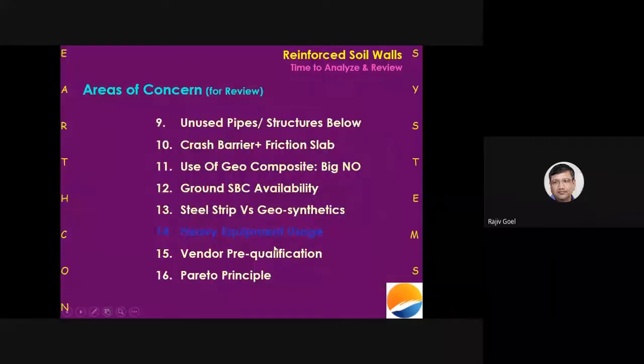Coming to the next, we're coming to the end of the presentation, gentlemen, but a couple of points are left. Heavy equipment usage. Well, it should be avoided very close to the walls. I'll show you a couple of pictures.